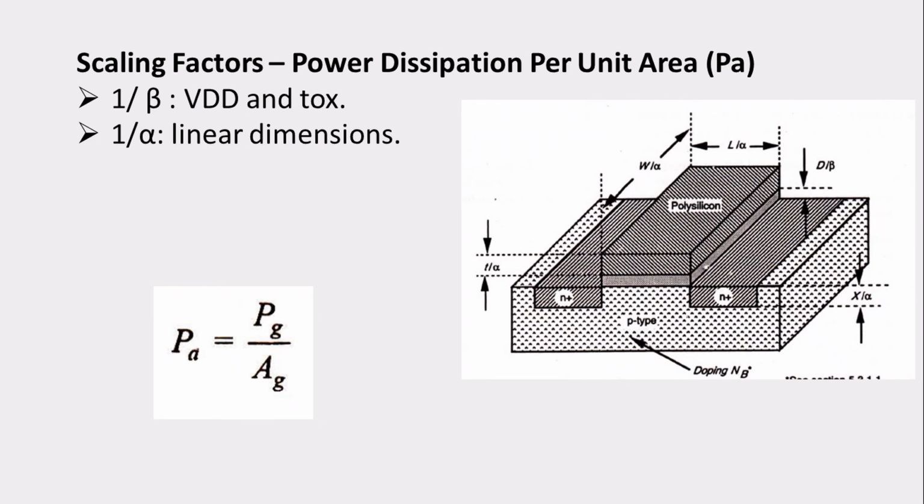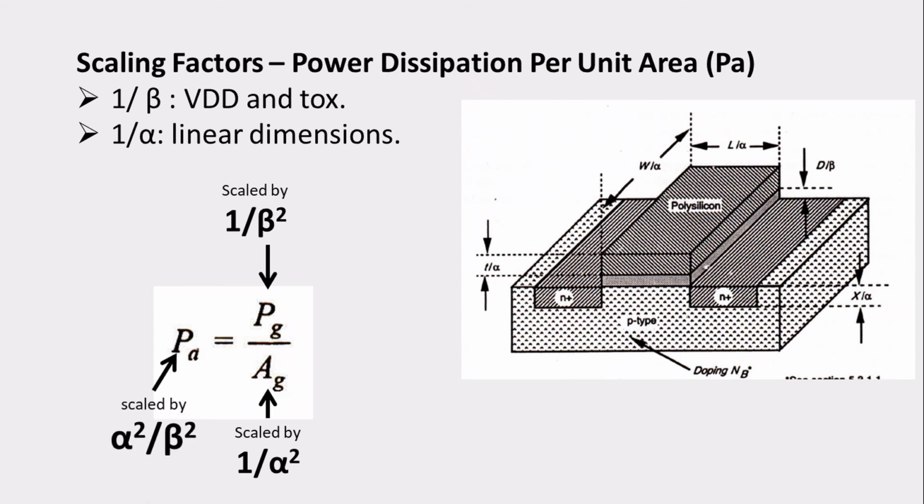Moving on to the next thing, power dissipation. Power dissipation per unit area is given by Pg divided by Ag. Again we know that Pg is given by 1 by beta square, and Ag is given by 1 by alpha square. So alpha square will be going up and beta square will be coming down. So the scaling factor for power dissipation per unit area will be alpha square by beta square.